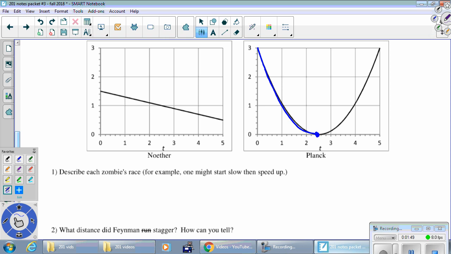until right here, where for one brief moment in time, his velocity was exactly 0. He stopped for a little break to nibble on some brains, get his energy back up, and then slowly started to walk and then jog and then sprint until the finish line, running hard at 3 miles an hour right through the finish. I'm not going to write the answers down. Well, I guess I will. I'll pause the video and write the answers down.